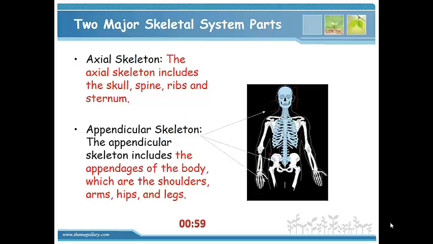Now let us look at two major skeletal system parts. One is the axial skeleton, which includes the skull, spine, ribs and sternum. The second major skeletal structure is the appendicular skeleton. In this you can see the shoulders, arms, hips and legs. For easier identification, you can see that the light blue colored structure is axial and all the other structures are appendicular.